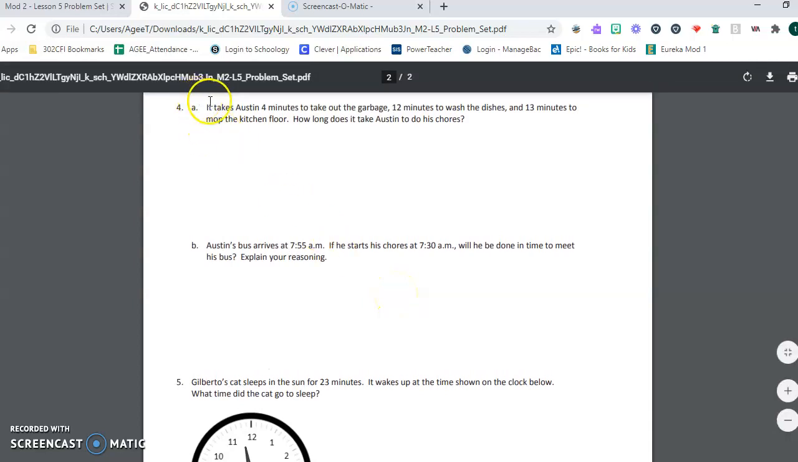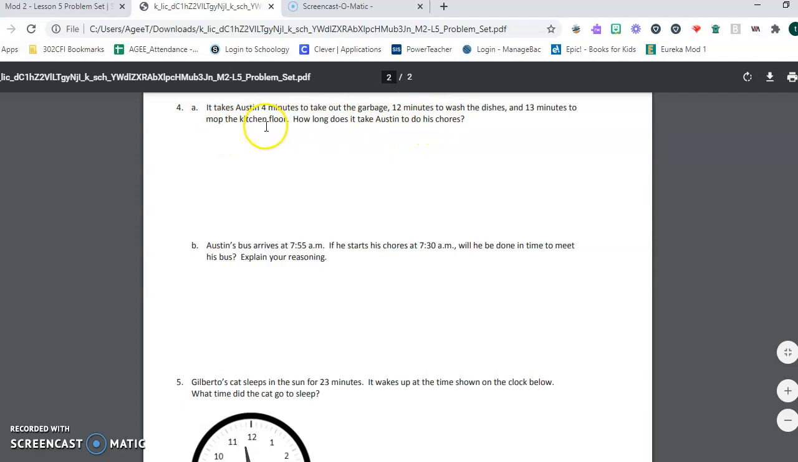So in the first one, we've got Austin. In the second one, we've got Austin. Same person. It takes Austin 4 minutes to take out the garbage, 12 minutes to wash the dishes, and 13 minutes to mop the kitchen floor. How long does it take Austin to do his chores? Okay, so all of these things are chores. Take out the garbage, wash the dishes, and mop the kitchen floor. So those are the 3 chores he has.